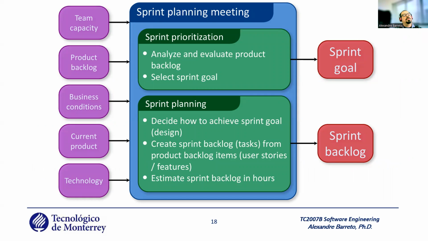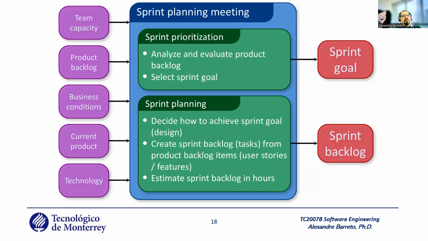So during this phase, in the sprint planning meeting, the first thing you need to define is the sprint prioritization. You analyze and evaluate the product backlog and select the sprint goal. The output of this task is the sprint goal. The second task inside the planning meeting is the sprint planning.